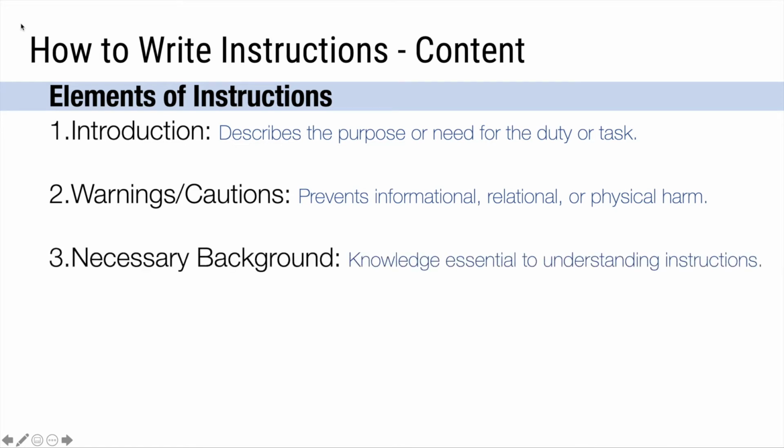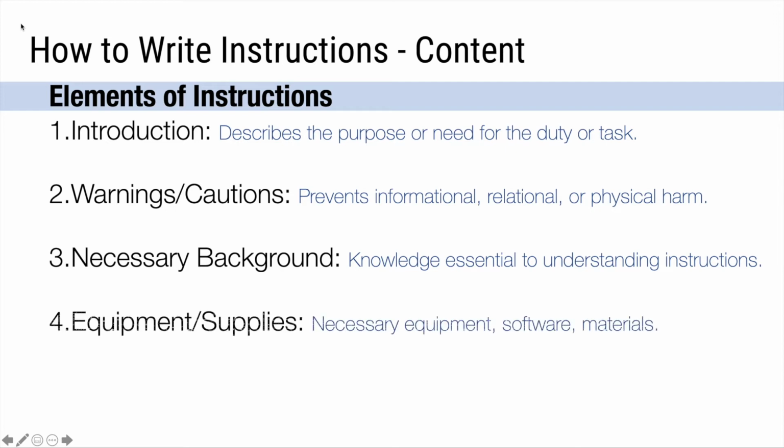Next, there's necessary background. So this is knowledge that's essential to understanding the instructions. So, for example, does the person following the instructions need to know certain Banner forms, or do they need to know how to access Canvas? Do they need to know how to run a particular piece of equipment? Do they need to know how to get into a particular building? So this is, what do they need to know in order to be able to follow the instructions?